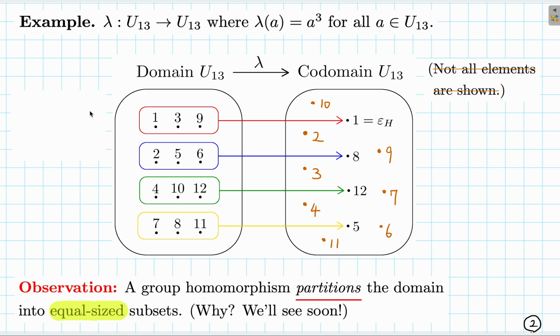I'd like to highlight one more thing about this figure, and it's the 3 elements 1, 3, 9, which I'll put in a subset of the domain U13. Now these elements are special because they all map to a very special element in the codomain, namely the identity element. And so this subset 1, 3, 9 is called the kernel of the homomorphism lambda. The kernel contains the elements of the domain that map to the identity of the codomain. And we'll say more about the kernel in general in the next slide.